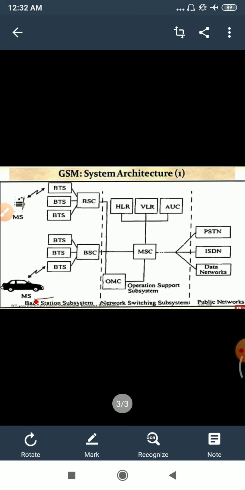After the BSC block, we have the next section, that is the middle logic, NSS, network switching subsystem, where we have a very important block of the GSM architecture called the MSC, which is nothing but the mobile switching center. The main function of this block is to switch the call, that is call switching, which is a very important function in the GSM architecture. This block we can consider as a grandparent. Okay, so you can consider the hierarchy: BTS as a child, BSC as a parent, and MSC as a grandparent.